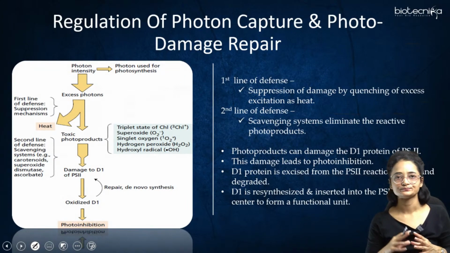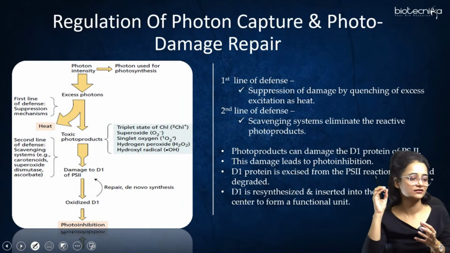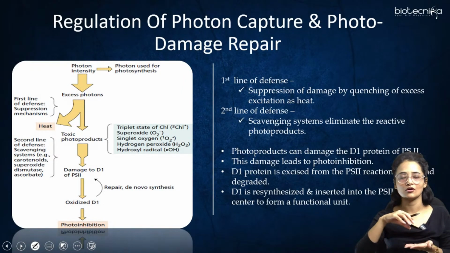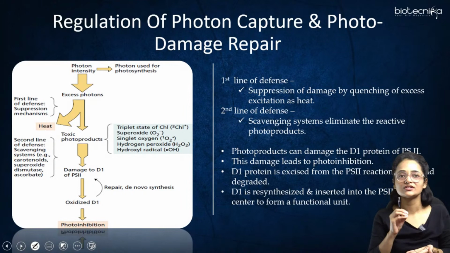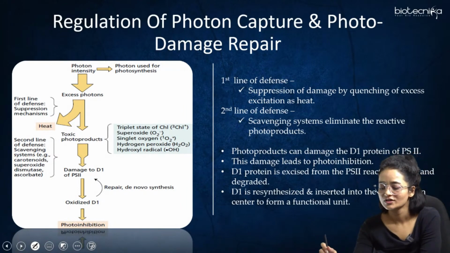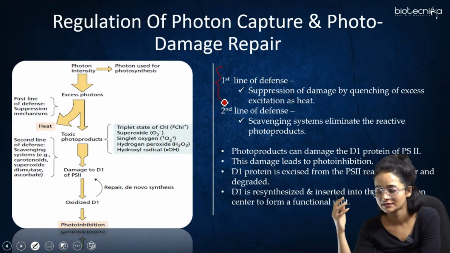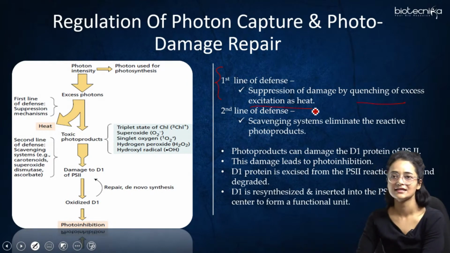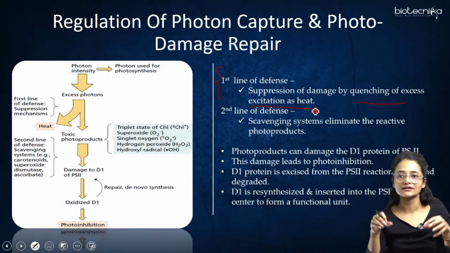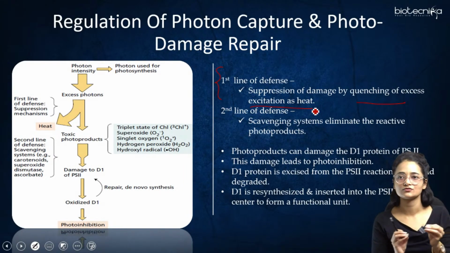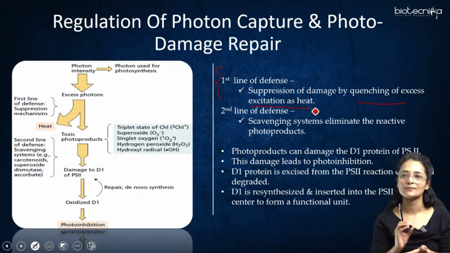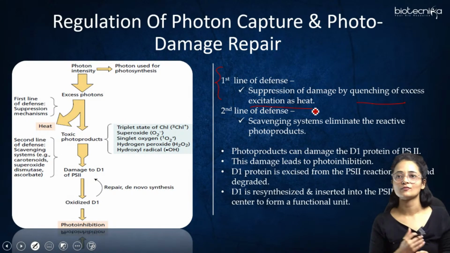So what happens is, with this much intensity of light falling on the chlorophyll molecules, it leads to damage of the molecules there. So the first line of defense that they use to prevent themselves from photon damage is the suppression of the damage by quenching the excitation as heat. So heat is being released, right? In the antenna complex, when the light is falling, it can lead to damaging of those antenna complexes. For that, some amount of energy that is captured from the light is released in the form of heat, right?